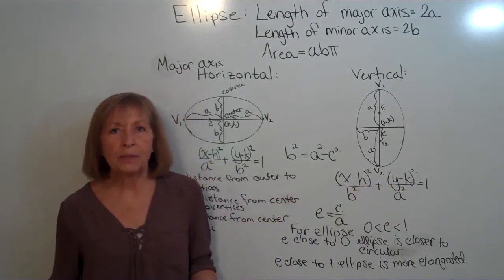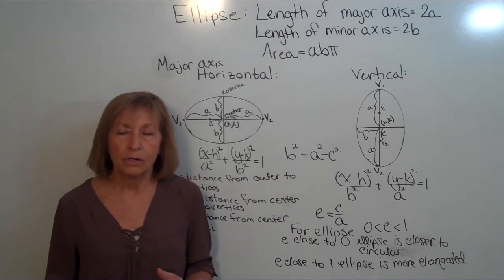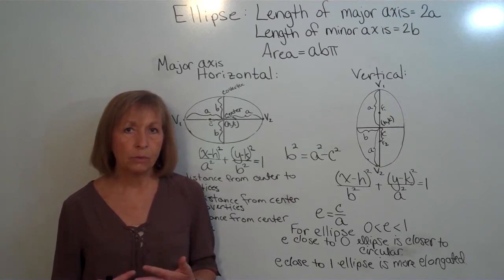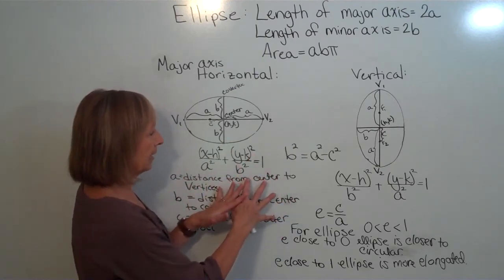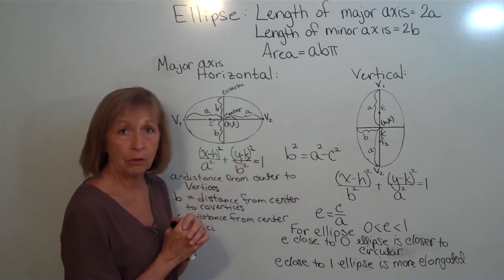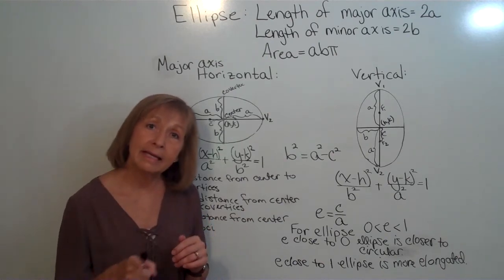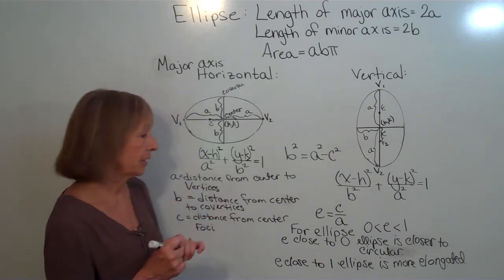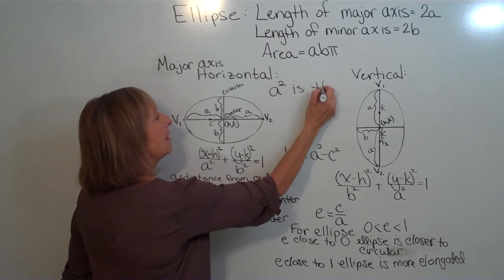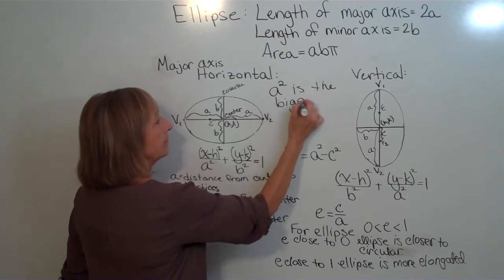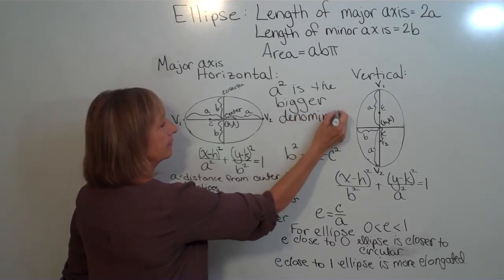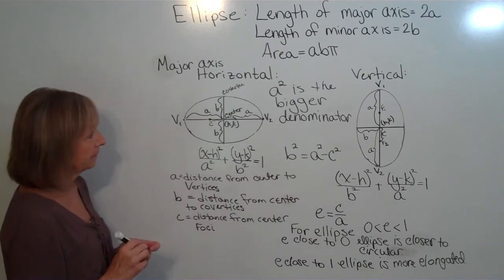Well, when there's a plus in between, it's going to be up to us to recognize which of our denominators is our a squared and which of our denominators is our b squared. Once we've got everything rearranged, with 1 on the right-hand side and just coefficients of 1 in the numerators of these, with an ellipse your a squared is always your bigger denominator. So you identify a squared as the bigger denominator for an ellipse.